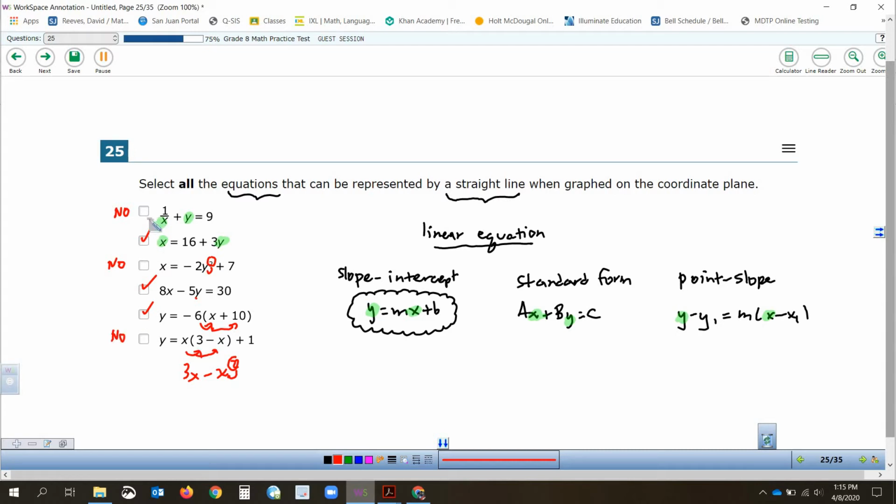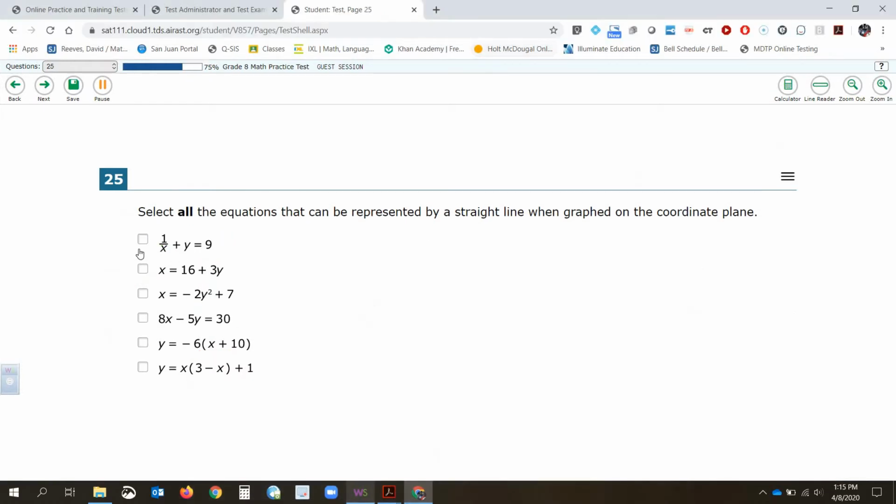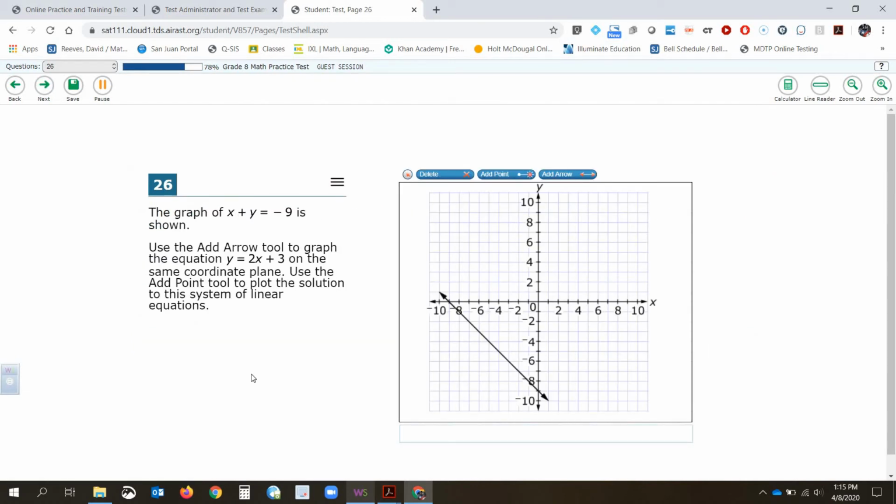All right? So we've got no, yes, yes, no, or in other words, that's 1 and those 2 are yeses, and the other 3s were no. All right, that takes care of question number 25. How about question number 26?